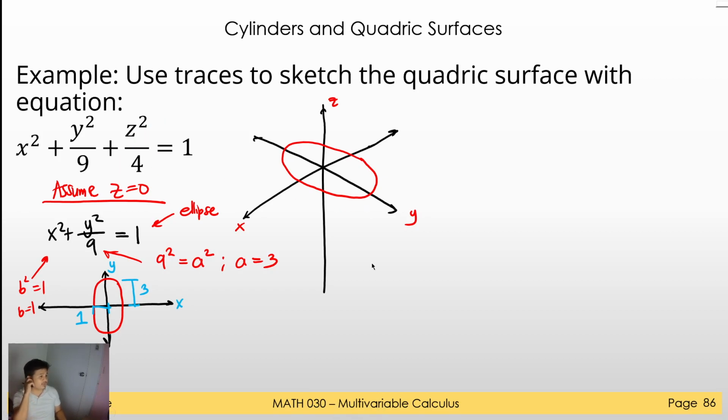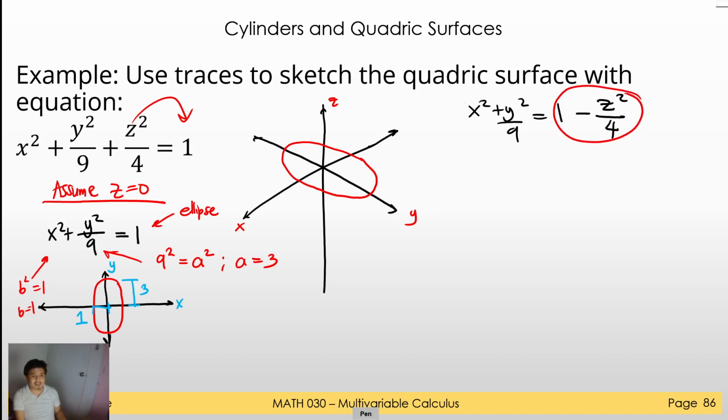In order to draw this, we have to use traces. So what are traces? We can simplify this into an ellipse again. And instead of making z equal to 0, we can transpose this to the other side. So we have x squared plus y squared over 9 is equal to 1 minus z squared over 4. Okay? So if we look at this right-hand side, what should be the domain of this right-hand side? What should be the values of z? What is the domain of z?